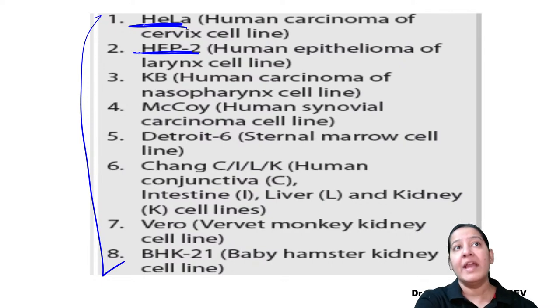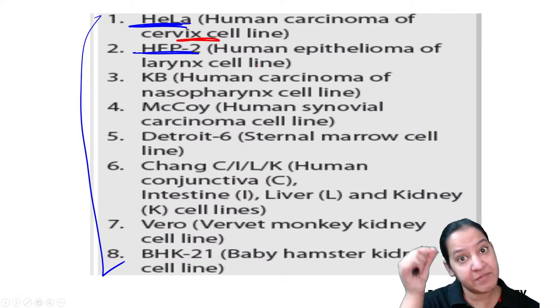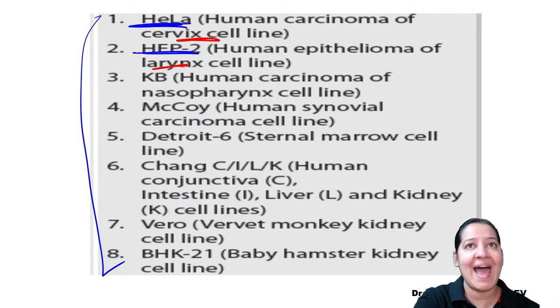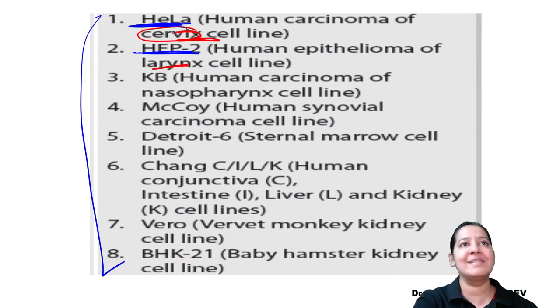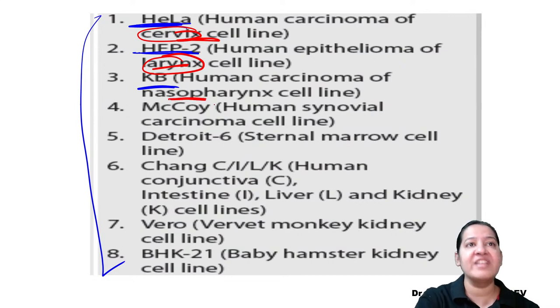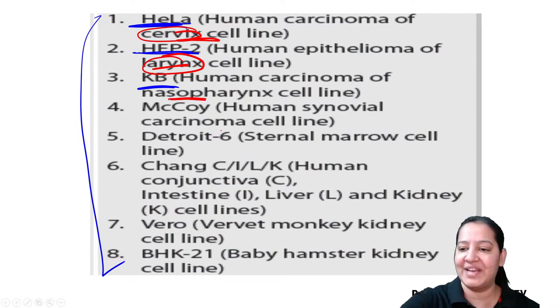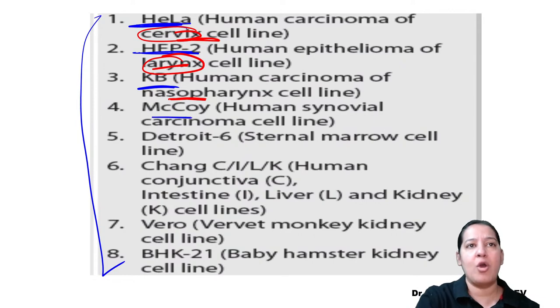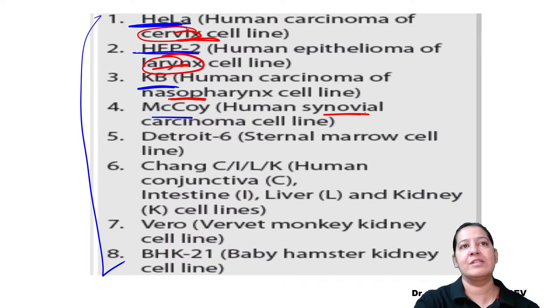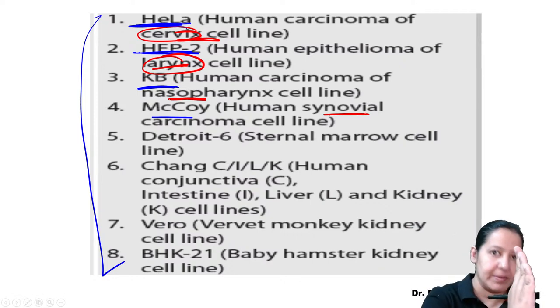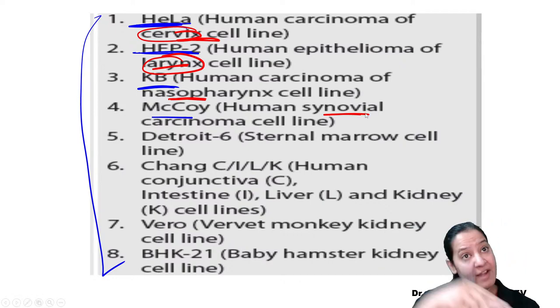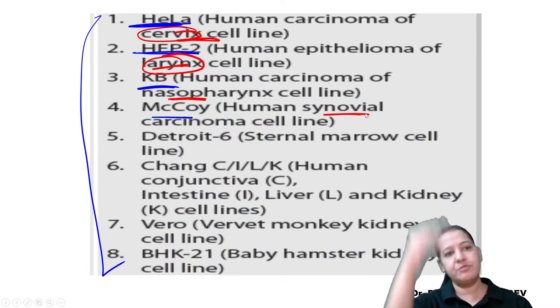HeLa, HEP2. In HeLa, we use human cervix cancer. You have to learn the name of the cancer. In HEP2, we use human larynx cancer. So human cervix cancer in HeLa, human larynx cancer in HEP2. In KB, you use human nasopharyngeal cancer. In McCoy, we use human synovial cancer. So learn the name of the cell culture and which cancer lines you are using. These four are important.